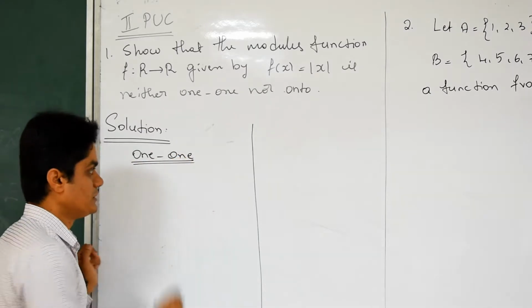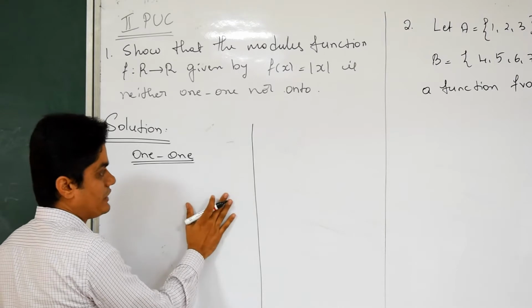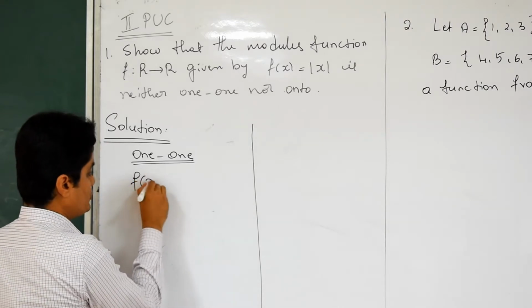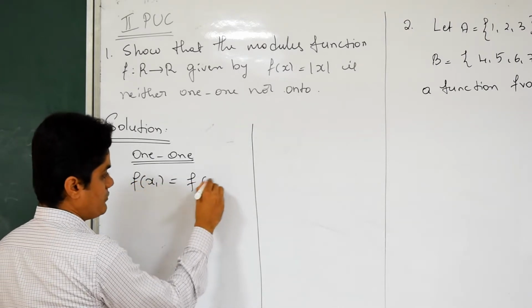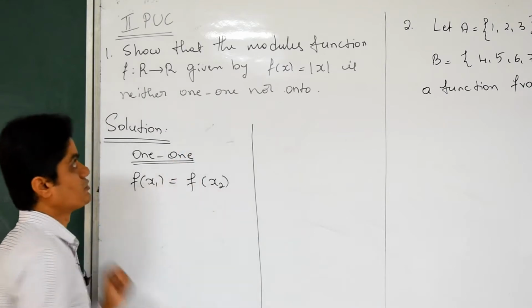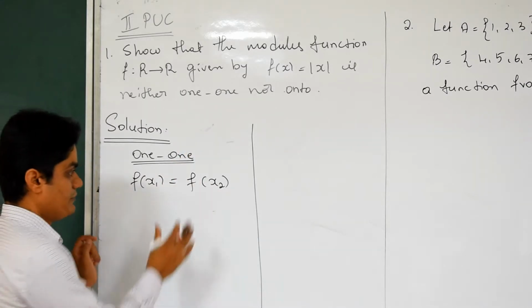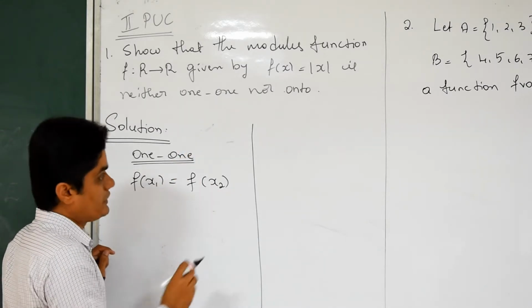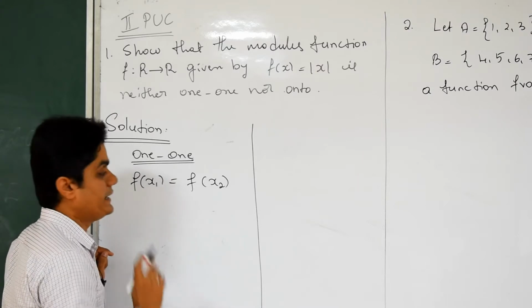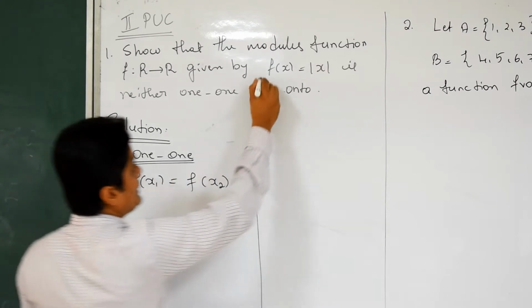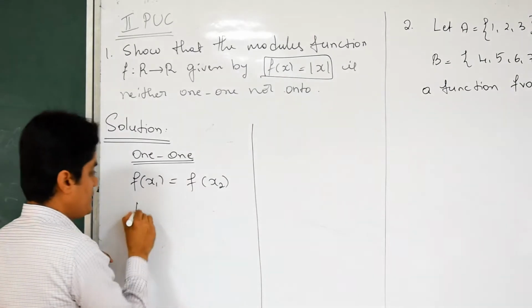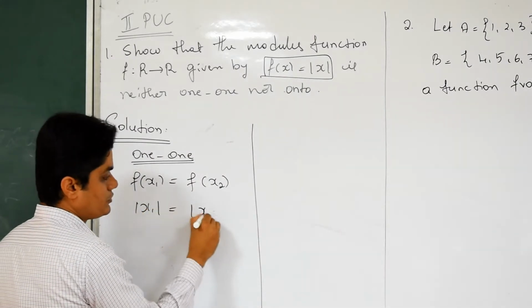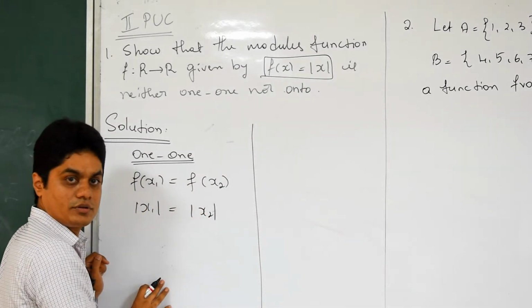First you are going to assume that if images are equal for some x1, x2 belonging to the domain. If images are equal, to prove it is one-one you have to prove x1 is equal to x2. What is f of x1? f of x is mod x, so mod of x1 equal to mod of x2, correct?